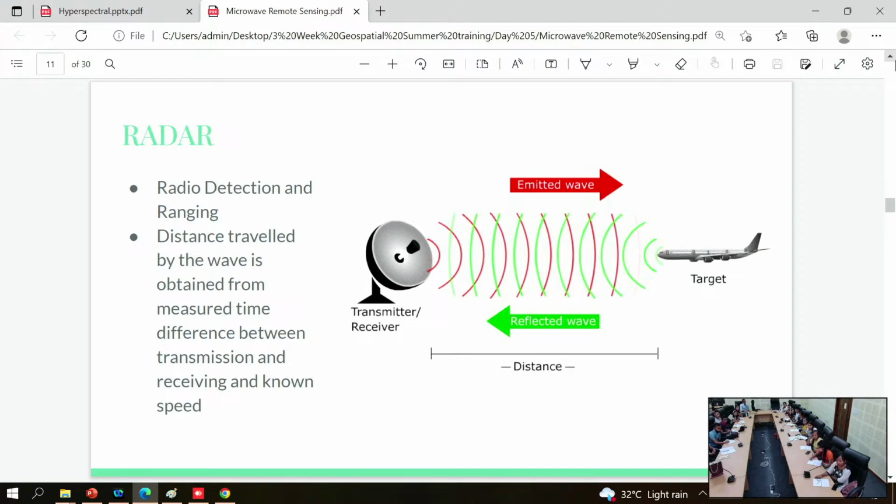So over here I am just talking about a simple radar example. In case of airports they are using this, but otherwise if you are placing them on a satellite, the satellite is going to be sending it towards the surface, the surface will scatter it backwards, and then we will be able to receive it back at the satellite.